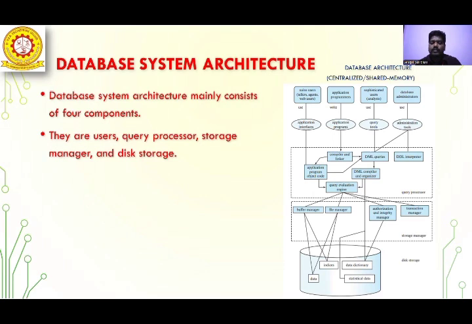And finally, disk storage. The disk storage contains actual data records, indices, which are used to speed up the access, a data dictionary, which stores the metadata, and statistical data, which is used for query optimization. So these are all the parts available in the database system architecture.